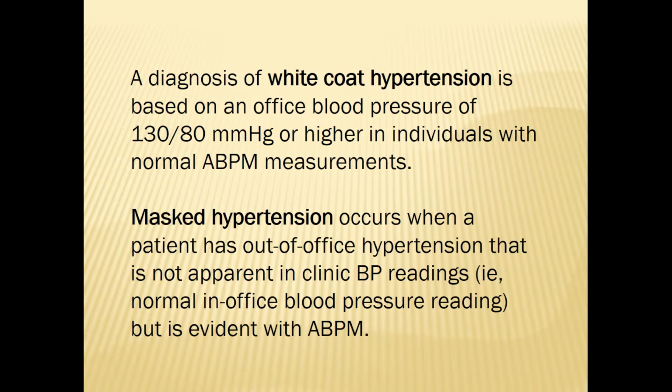Masked hypertension occurs when a patient has out-of-office hypertension that is not apparent in the clinic BP reading: a normal office blood pressure reading, but evident with ambulatory BP measurement. So some patients may come to you and show a normal BP level, but for example, if he works at night time, he may have a very high BP level. That's why you have to find it with the help of ambulatory BP measurement.